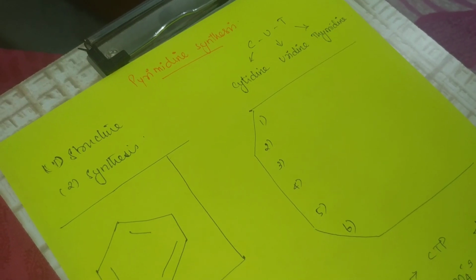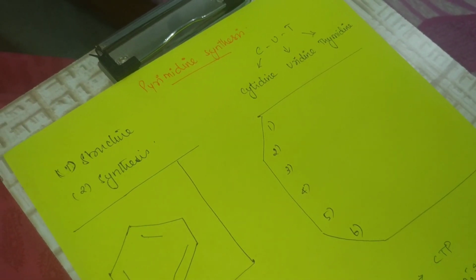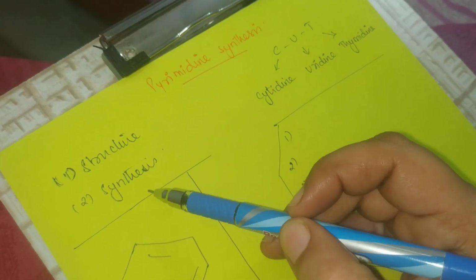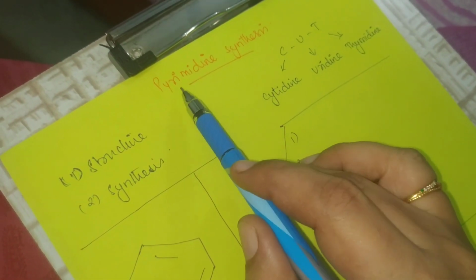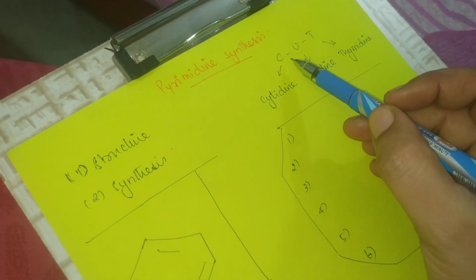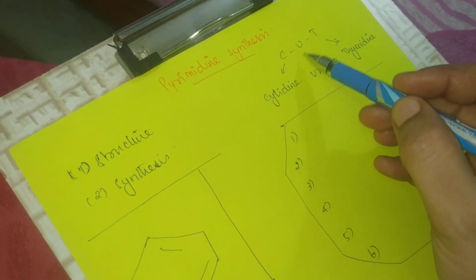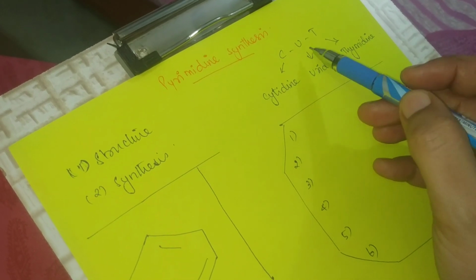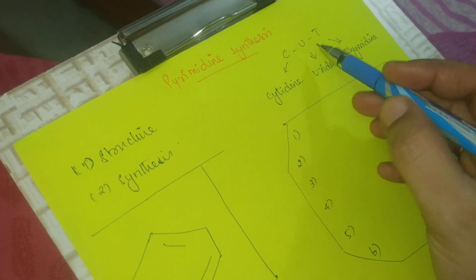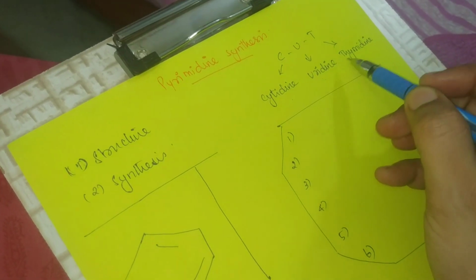So good evening everybody. Today's class is on pyrimidines. In pyrimidines we will see the structure and synthesis of pyrimidines. There are three pyrimidines. There is a famous mnemonic: it is CUT. C stands for cytidine, U for uridine and T for thymidine. These are the pyrimidines.